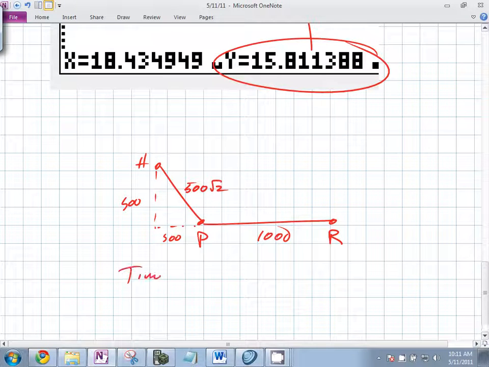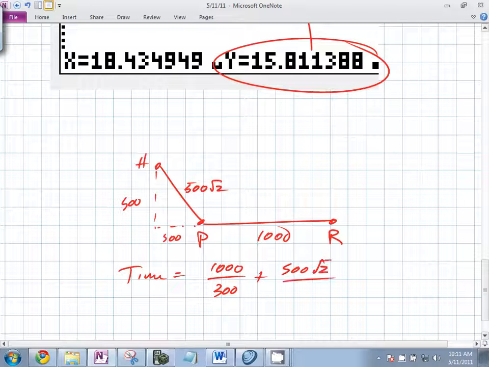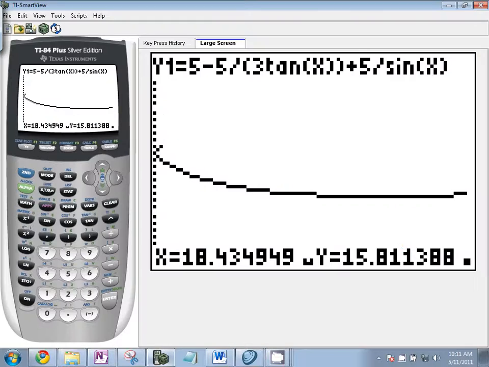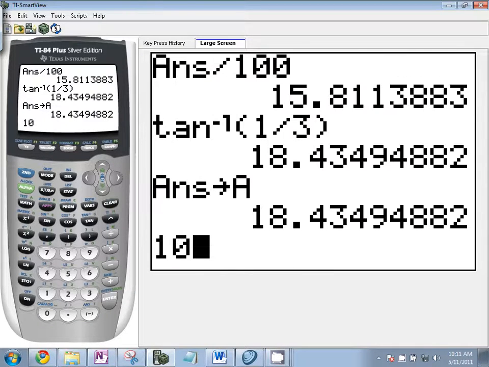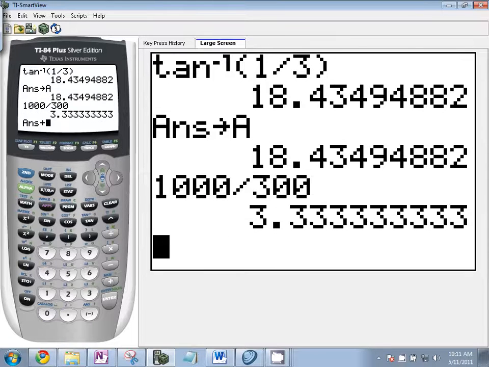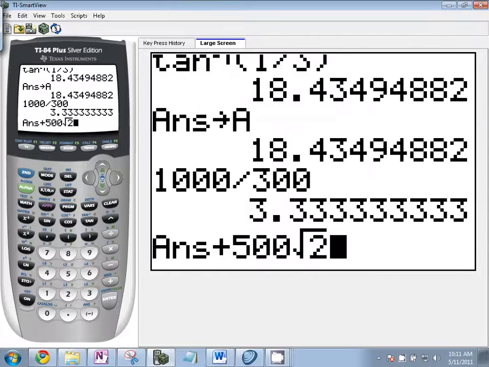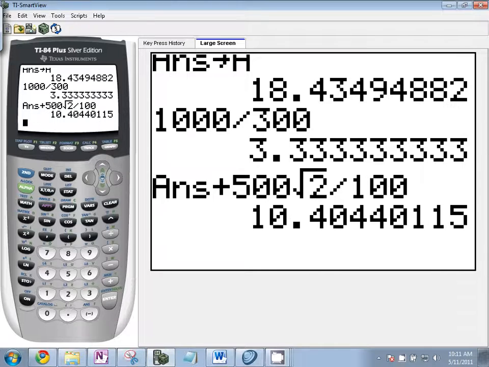So what's the time going to be? 1,000 divided by 300 plus 500 root 2 divided by 100. If we do that on our calculator, we get 10.404. So what does that tell us here?